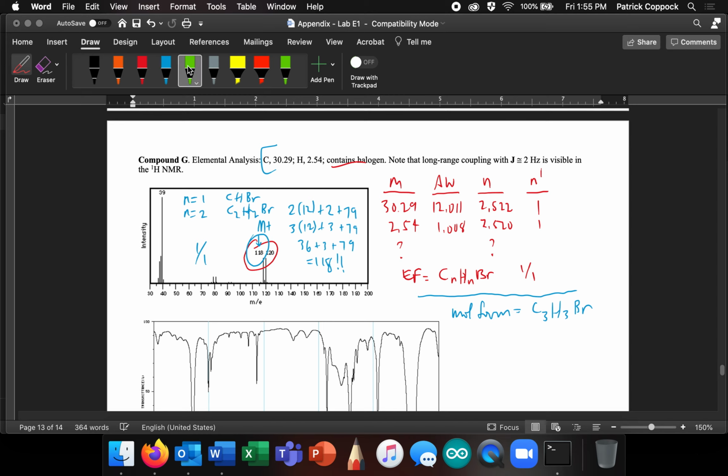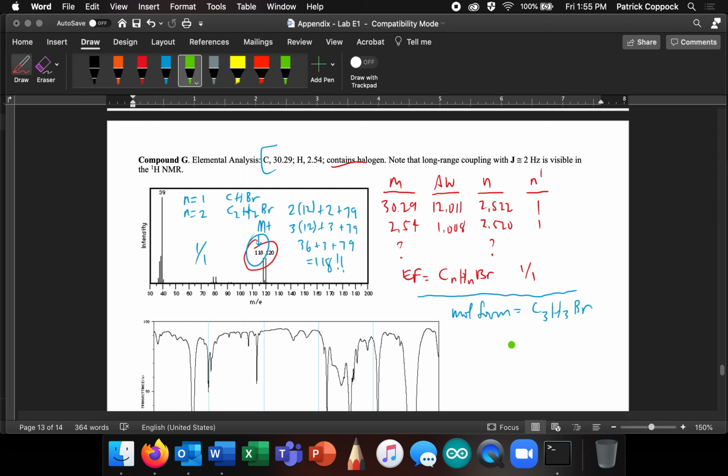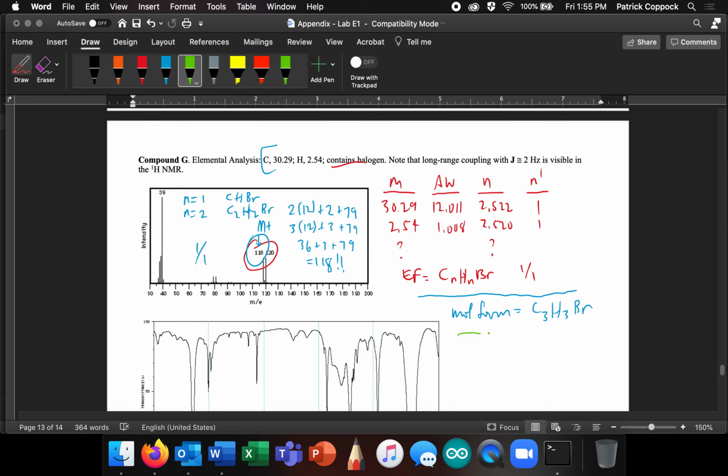Let's move on to the next goal, which is to write out all the constitutional isomers. Okay, all the constitutional isomers. And they are going to be C, C, C, C3. Okay, so if this were saturated, it would be C3H8. Is that right? Yeah, C3H8, not counting the halogen. Remember, halogens take the place of one hydrogen, right?